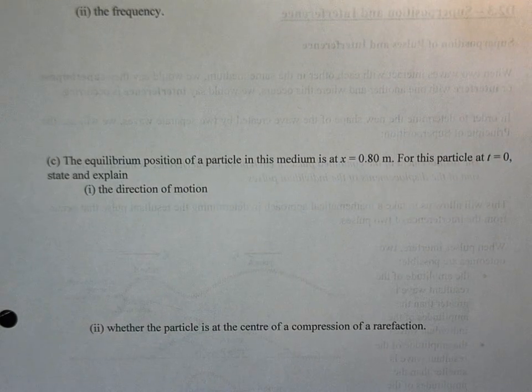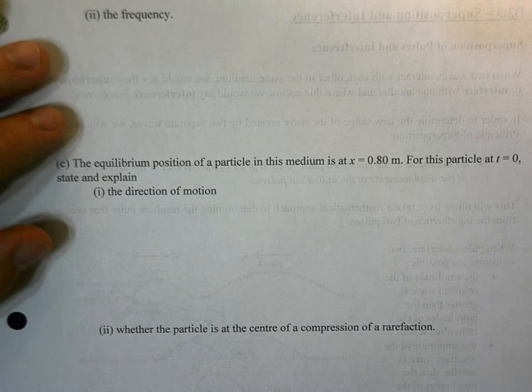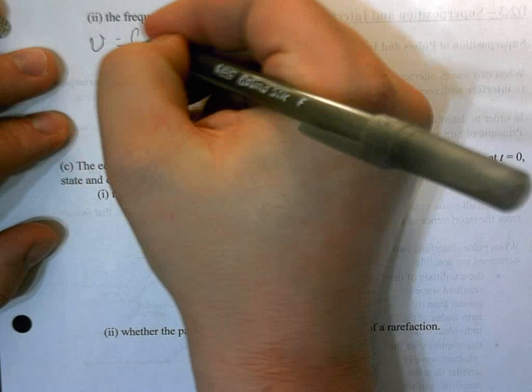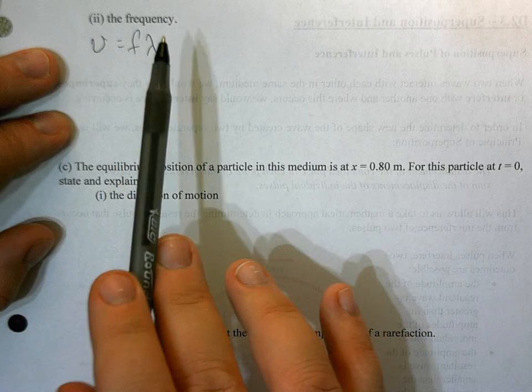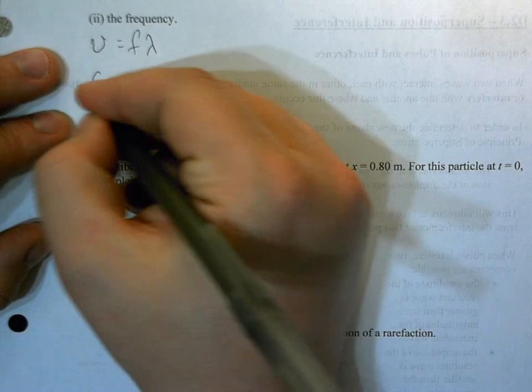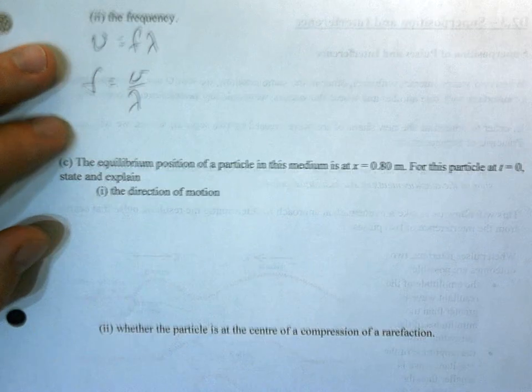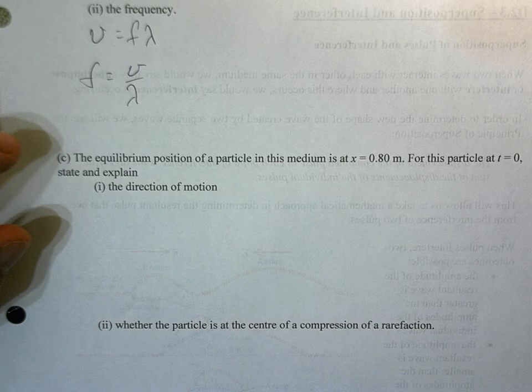What's the next piece that they're asking us to deal with? Well, they'd like us to now calculate the frequency. We know that v is equal to f lambda. We just found the speed of the wave. We can get the wavelength from our diagram. So we know that the frequency is v over lambda.